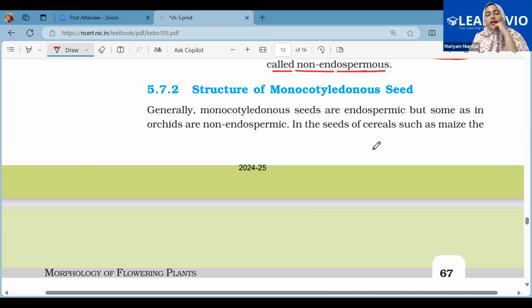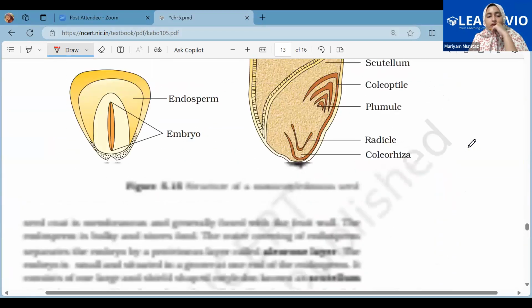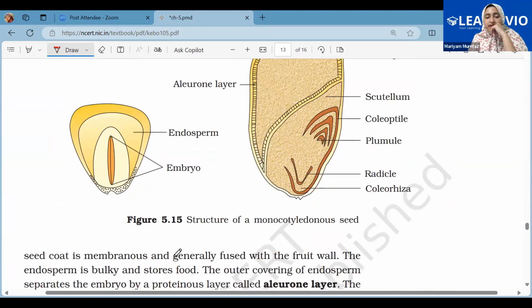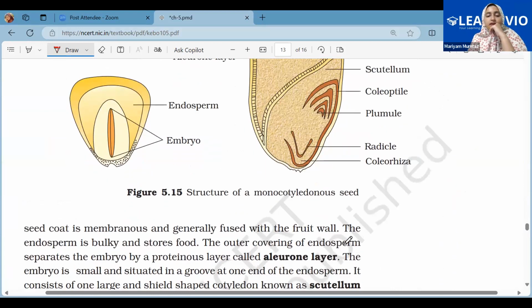Now, in the seeds of cereals, such as maize, the seed coat is membranous and generally fused with the wall of the fruit. The endosperm in the case of monocots is bulky and it is responsible for the storage of food. The outer covering of endosperm separates the embryo by a proteinaceous layer called the aleurone layer. The aleurone layer surrounds the whole endosperm, and it is a layer rich in proteins.